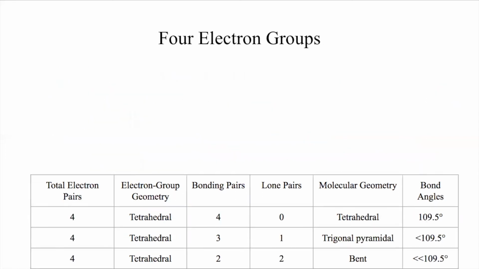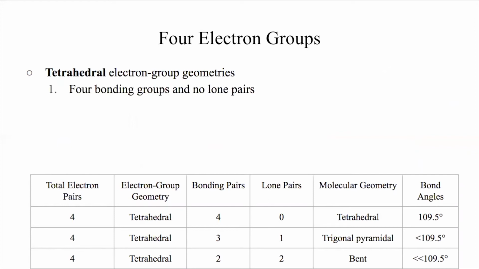Finally, let's go to molecules with 4 total electron groups. All of these molecules have electron group geometries classified as tetrahedral. The first possible molecular geometry in this category occurs when all 4 of the molecule's electron groups are bonding, with no lone pairs. The molecular geometry for this will be, you guessed it, tetrahedral.